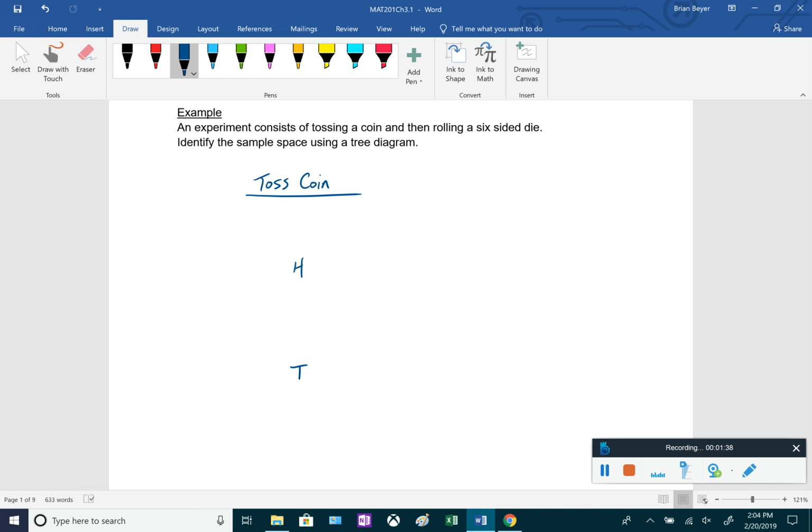So the next thing is rolling a die. Put roll the die. So now you have to go to each possibility from the first one, which is tossing a coin, and give it every possibility for the second one, which is rolling a die. To do that, you have to give it branches, hence why it's called the tree diagram. So we can either roll a 1, a 2, a 3, a 4, a 5, or roll a 6.